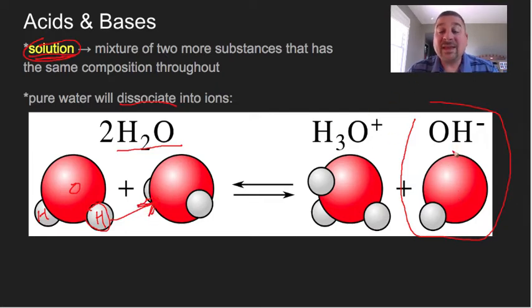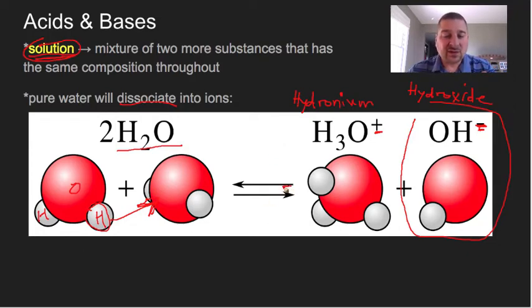The one that lost a hydrogen ion is known as a hydroxide ion, and it has a negative charge. The other water molecule that gained the hydrogen is known as a hydronium ion, and it has a +1 charge. So water is constantly dissociating, or breaking into these two things.